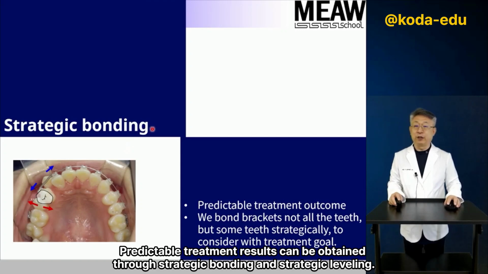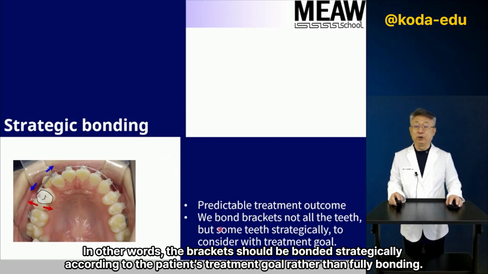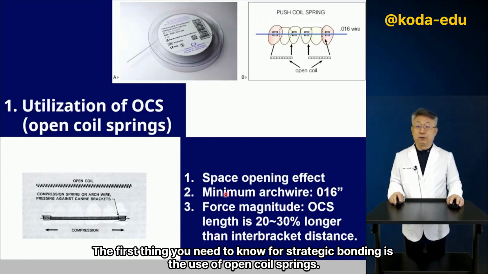Predictable treatment results can be obtained through strategic bonding and strategic leveling. In other words, the brackets should be bonded strategically, according to the patient's treatment goal rather than fully bonding. The first thing you need to know for strategic bonding is the use of open coil springs.